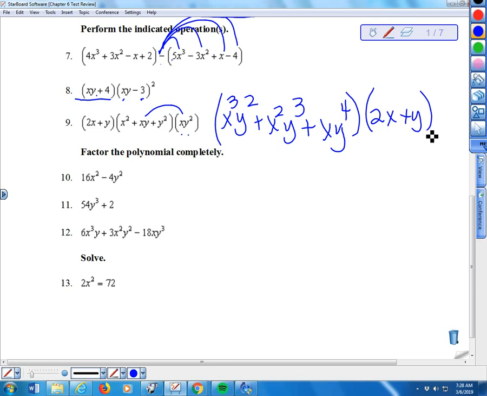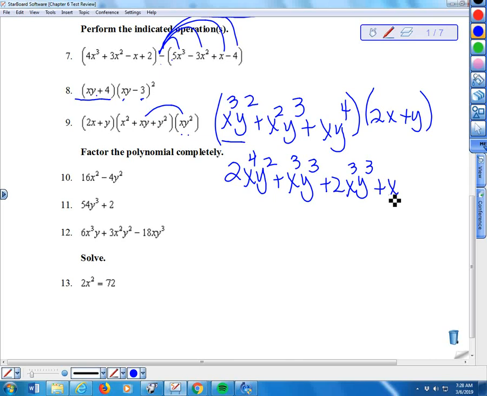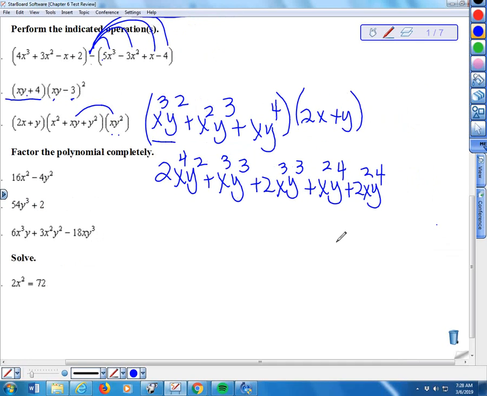And again, x cubed y squared times 2x is 2x to the 4th y squared. x cubed y squared times y is x cubed y cubed. x squared y cubed times 2x is 2x cubed y cubed. x squared y cubed times y is x squared y to the 4th. xy to the 4th times 2x is 2x squared y to the 4th. And xy to the 4th times y is xy to the 5th.